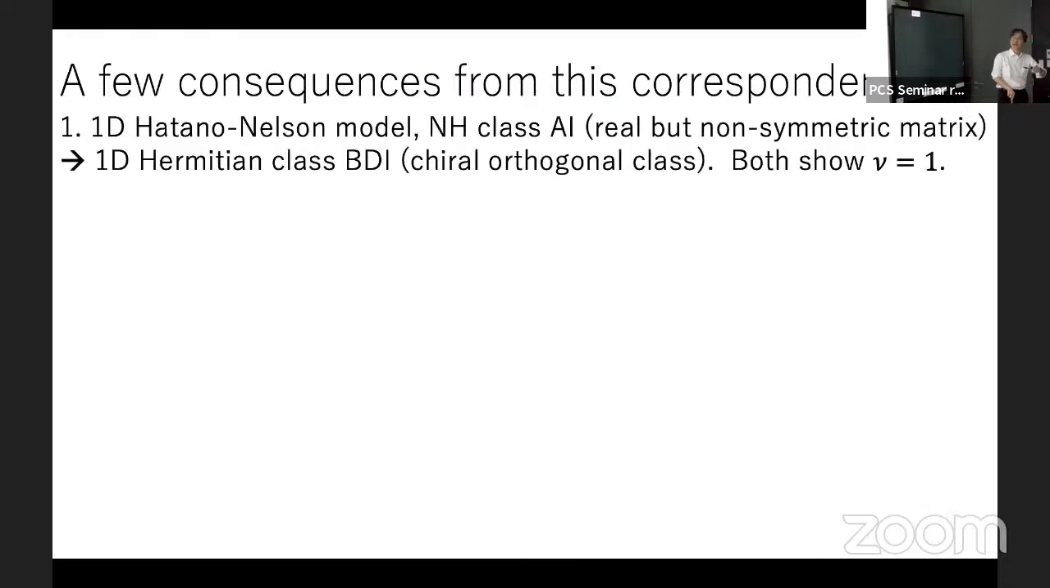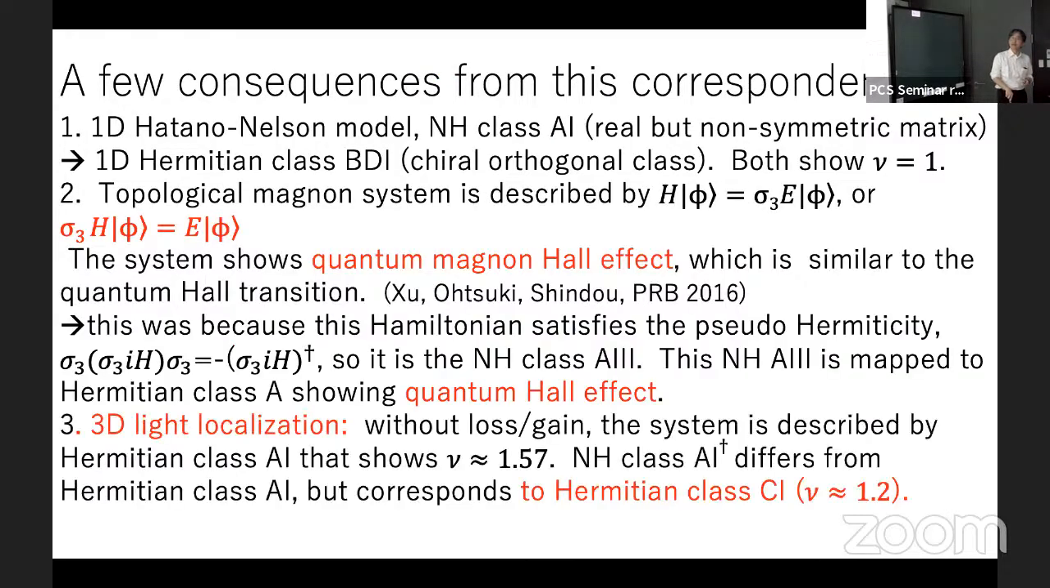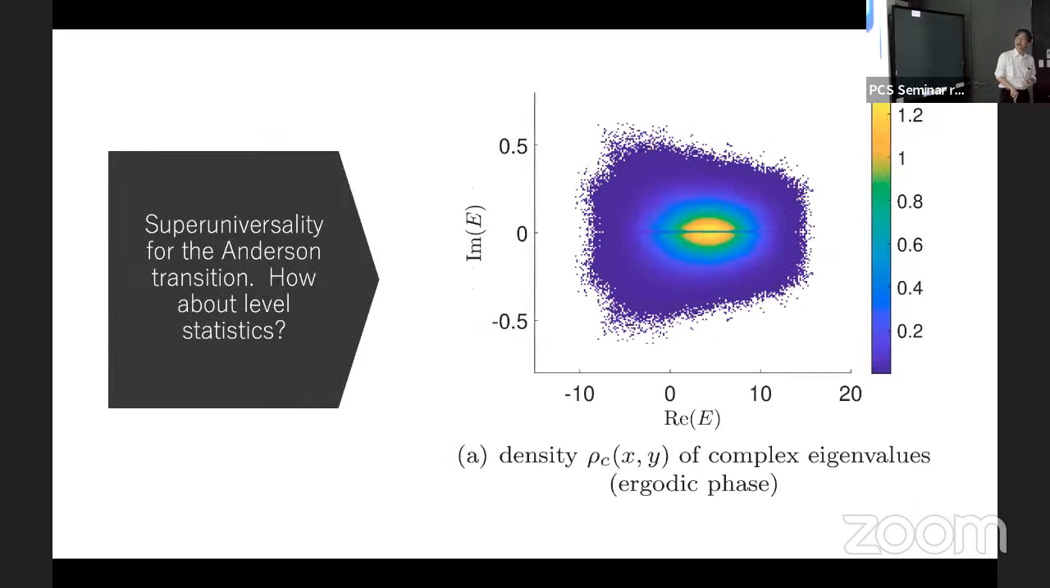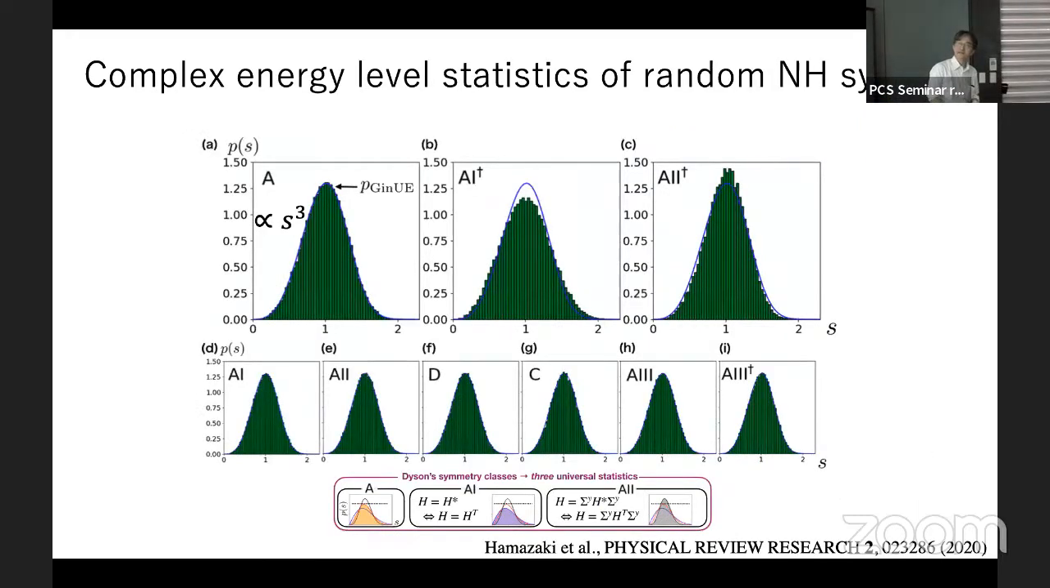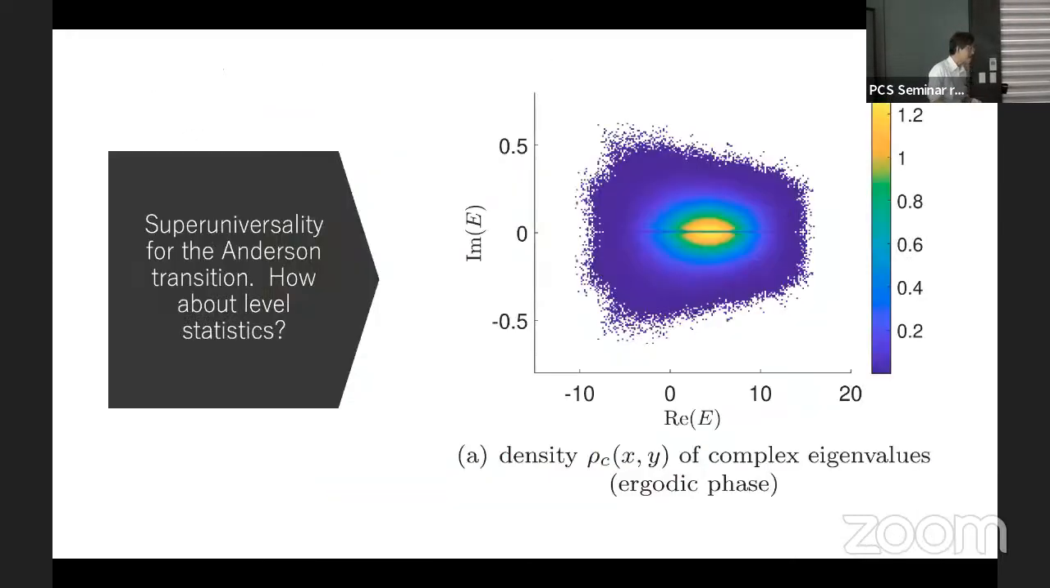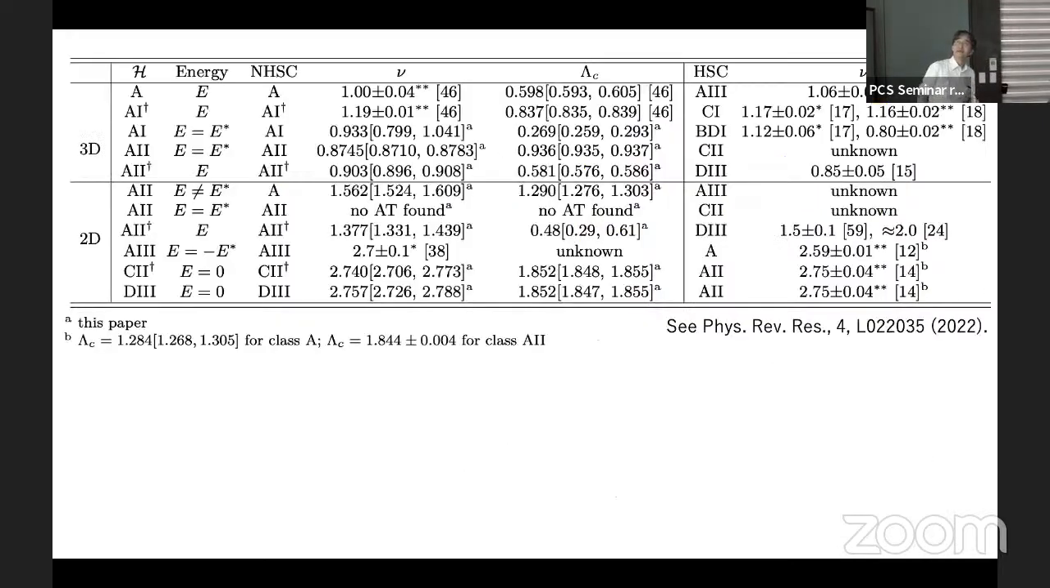Okay, I have only 10 minutes. And I hope I have succeeded in persuading you that the non-Hermitian system and the Hermitian system share the same critical behavior. And in the remaining 7 or 5 minutes, I will talk about other properties.